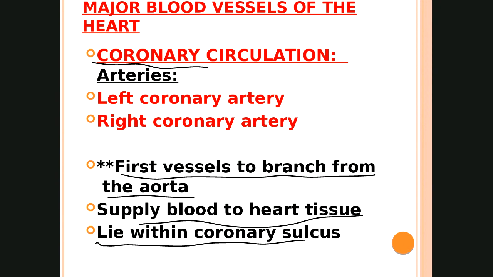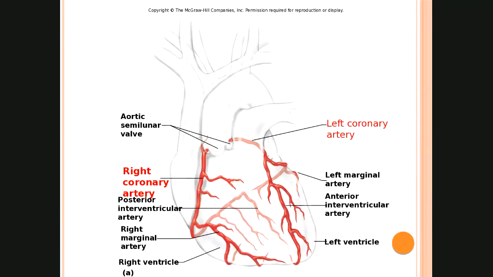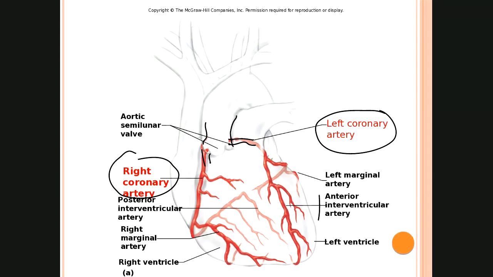So let me show you where these blood vessels are located. This is an anterior view of the heart. Here is the aorta as it exits the left ventricle. And notice that the very first little branches that come out at the base of the aorta are going to be the left coronary artery and the right coronary artery. Later on, larger vessels are going to branch from the aorta.